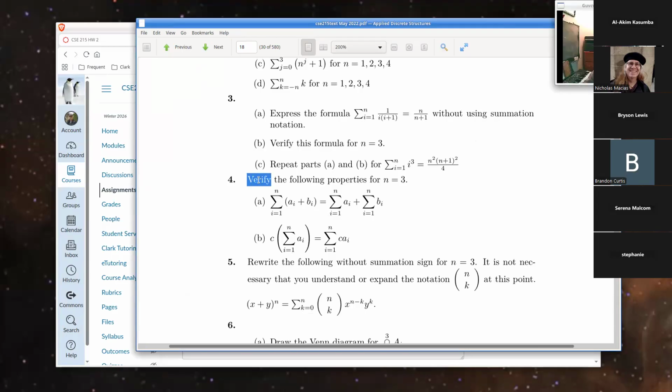says verify. And verify is different from prove. Prove, we want to rigorously show something. We want to show that something is always true. We want to show that it necessarily has to be true. Question 4, we're doing something much less demanding. We're just verifying these equalities for the particular case where n equals 3. So it's not quite a proof in the sense of filling up a blackboard with all of these rigorous arguments.